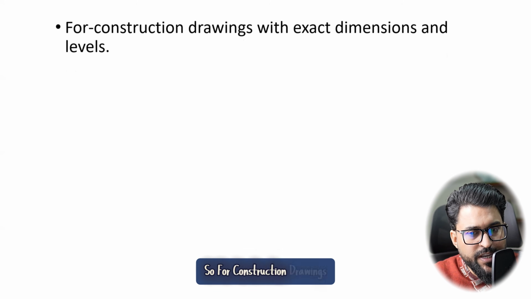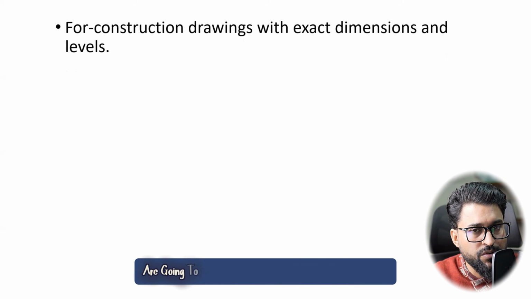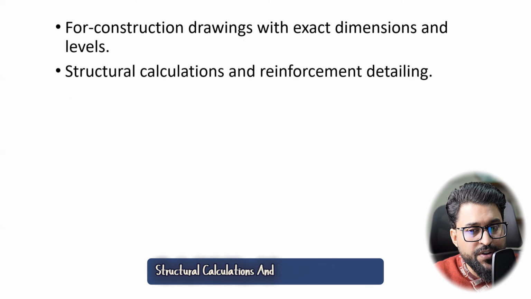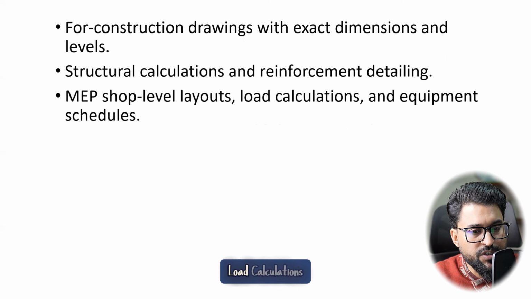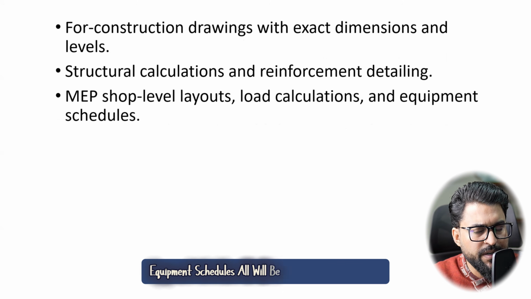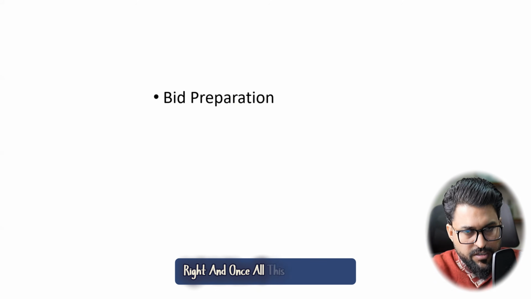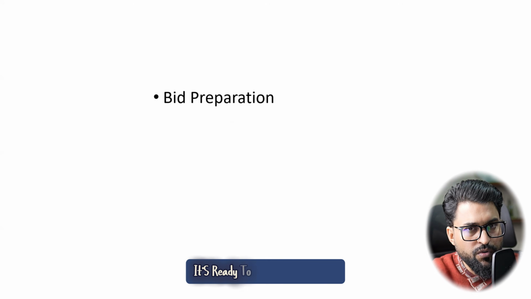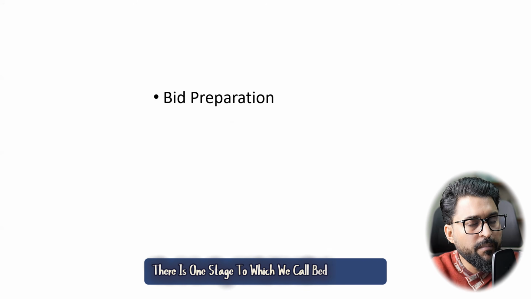So for construction drawings with exact dimensions and levels, at this stage we are going to talk about the exact and accurate things. Structural calculations and reinforcement detailing, MEP shop level layouts, load calculations, equipment schedules, all will be discussed at this level, right? And once all this design is done and approved, it's ready to go. Now after that, there is one stage which we call bid preparation.